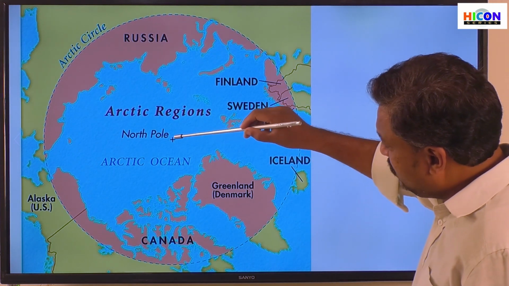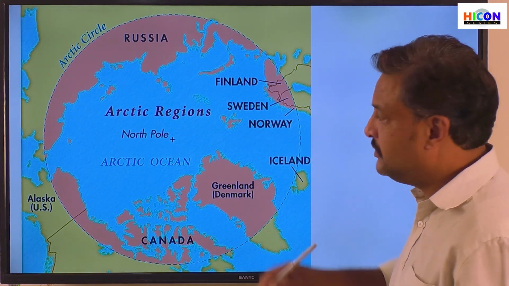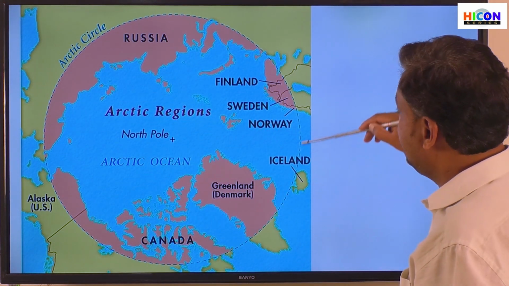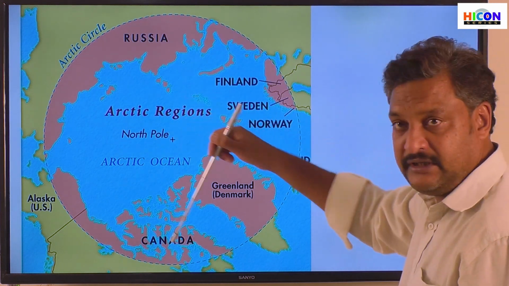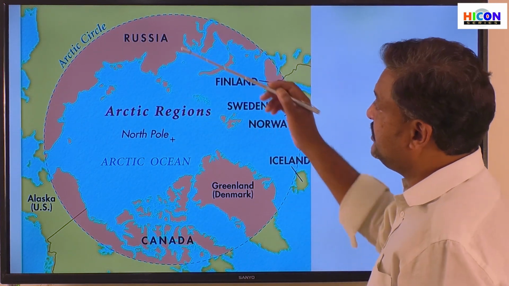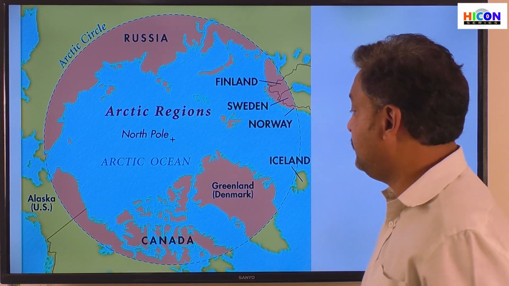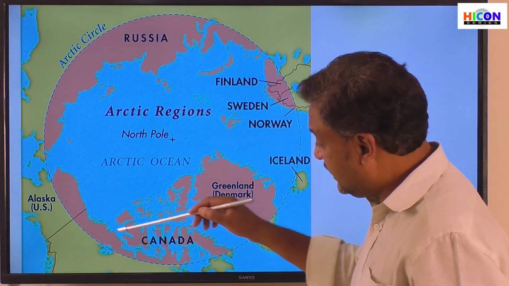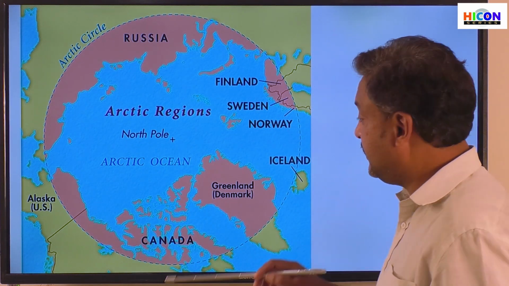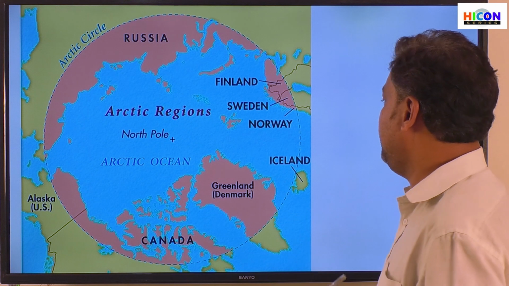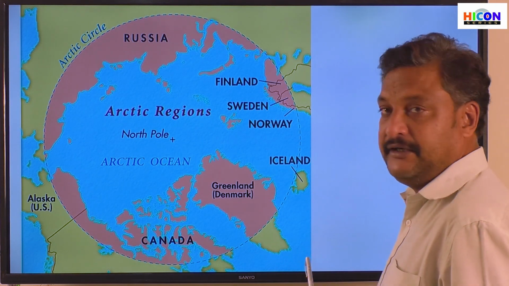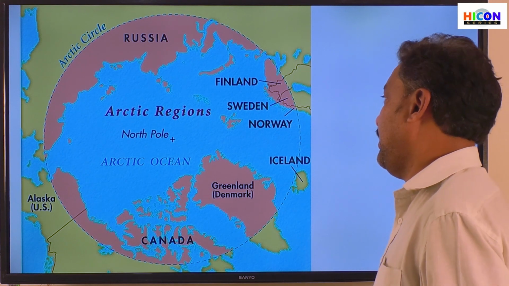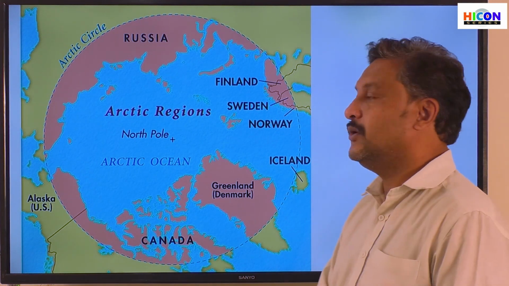So this is the North Pole. Clear? This is the North Pole, and this is the Arctic Circle. The region inside it is shown in a different color. So we have some regions of Russia in Asia there. Then Alaska, which belongs to the USA. Canada, the North American country, has plenty of regions over here. Then we have Greenland here. Then Finland, Sweden, and Norway are also in the Arctic region.